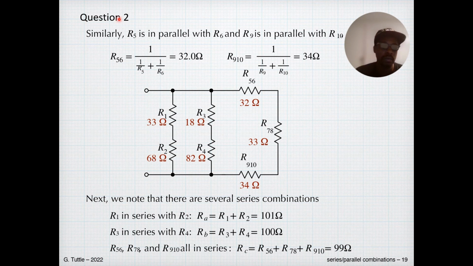You can see the next part of questions, we find the equivalent for each section. So it was 7 and 8, and we go 5 and 6, and then we go 9 and 10. All right, so these were parallel resistors, but we've broken down from a single unit. So 5 and 6, 32 ohms, 9 and 10, all right, 34 ohms, and then we have 7 and 8, which is 32, all right?